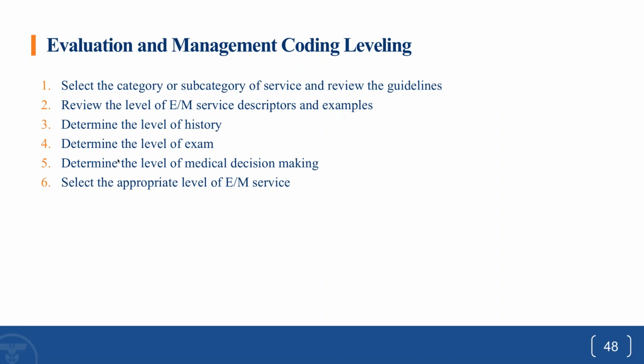Right? So again, when you're coding the steps, you're going to read the category. That means I want to know where I am, right? You're going to review the level of E&M services, determine the level of the history, the exam, and the medical decision making. And once you have that, then you're able to select your level of service.